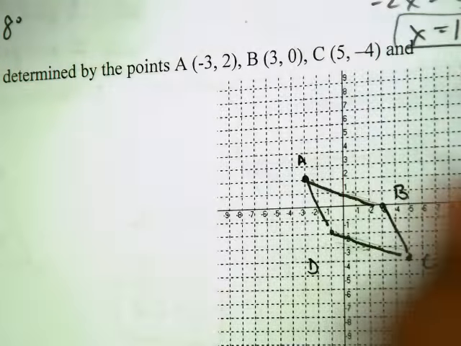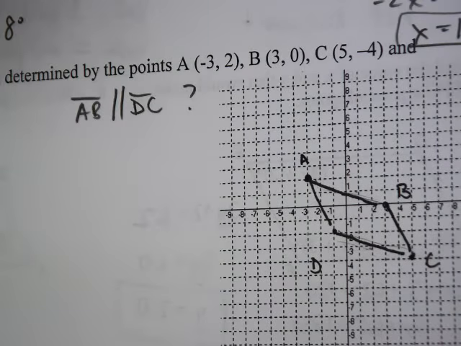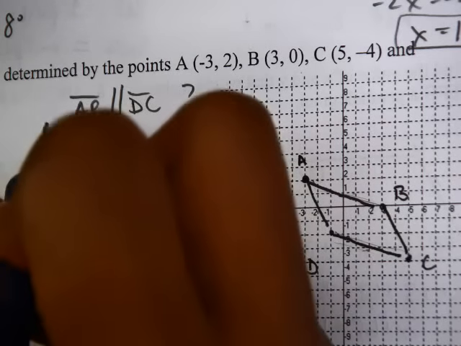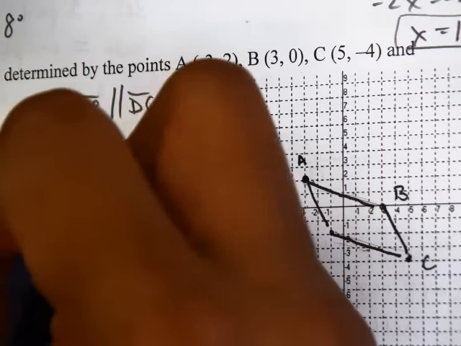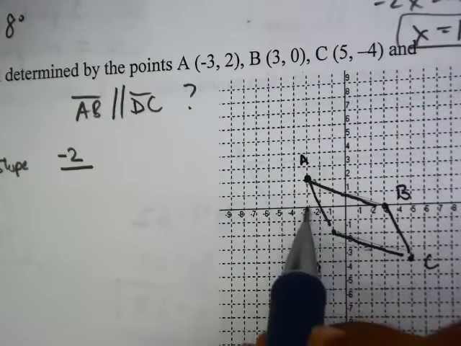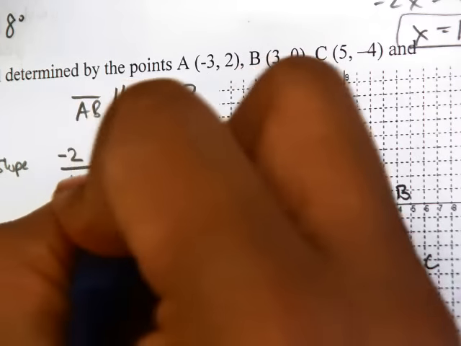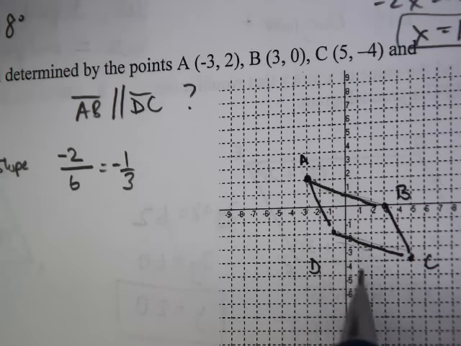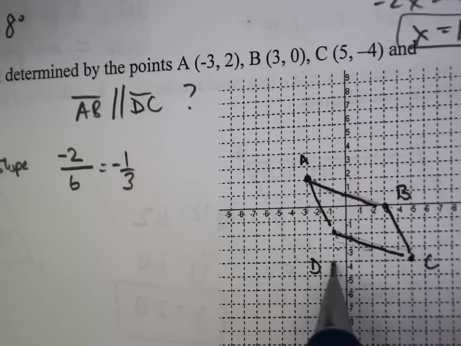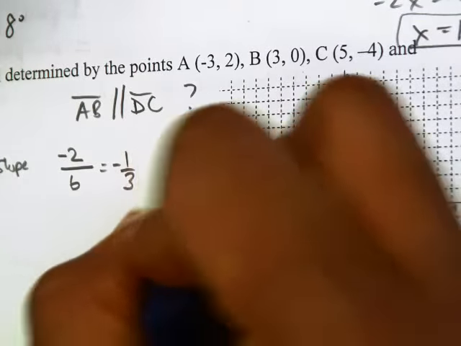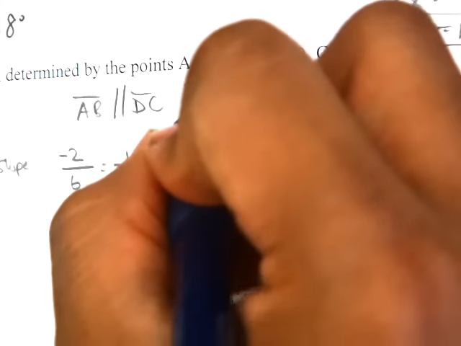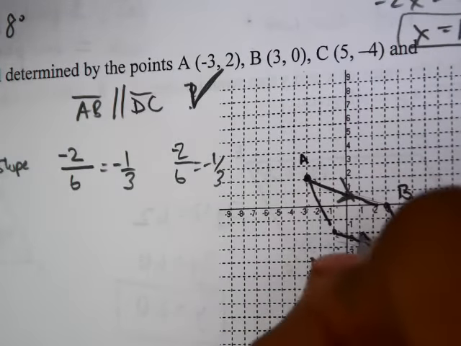So I need to compare if AB is parallel to DC. To do that, I need to find their slopes. If they have the exact same slope, then the two lines are parallel. To find the slope, I need the rise over run from A to B. To get from A to B, I have to go down 2 units, so that's a negative 2 rise, over a run of 1, 2, 3, 4, 5, 6, which reduces to negative 1/3. Slope on DC, going from D to C, down 2, so negative 2, and to the right 1, 2, 3, 4, 5, 6. You can see I end up with the exact same slope, and so yes, AB is parallel to DC.